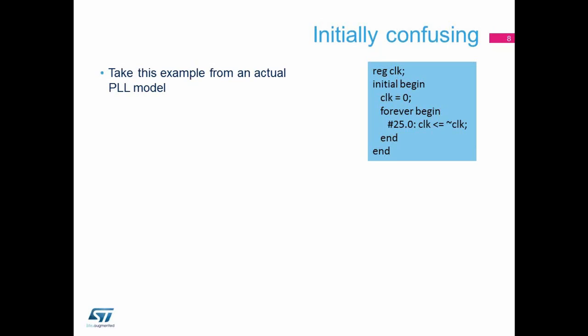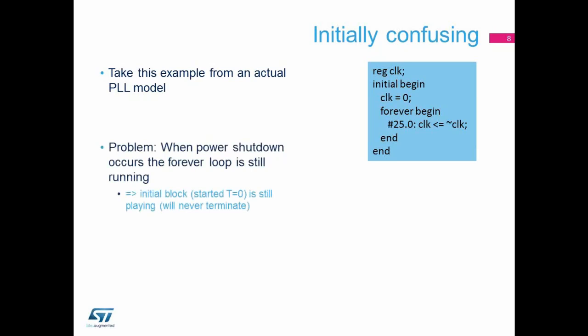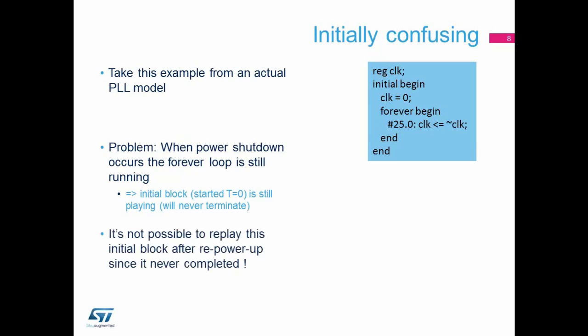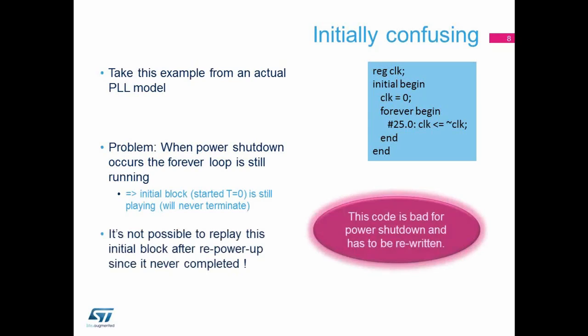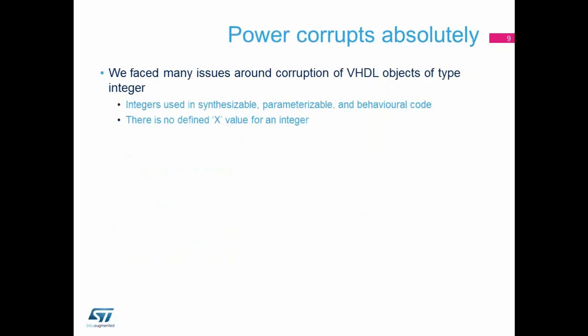What's happening here is that inside the initial block is a forever loop, which is generating the clock. The problem with this initial block is that when you shut down, the forever loop's still running. In fact, it will never terminate. So when you power back up again, it's not possible to replay the initial block because it was still running at the time of shutdown. It never completed. So really, the problem here is just badly written code for anything which is going to shut down for power. So we had to get the model changed. Well, you hack it locally and then you get it changed.